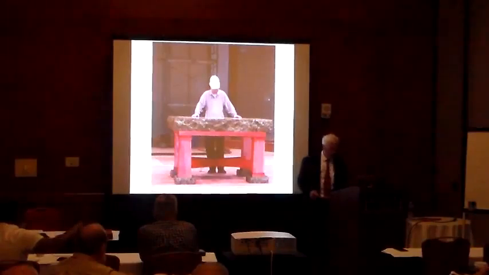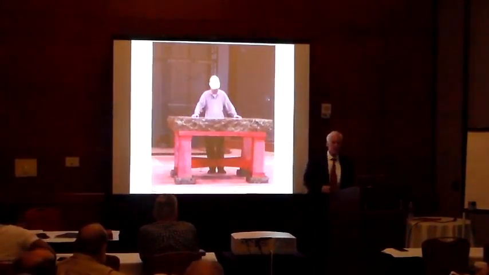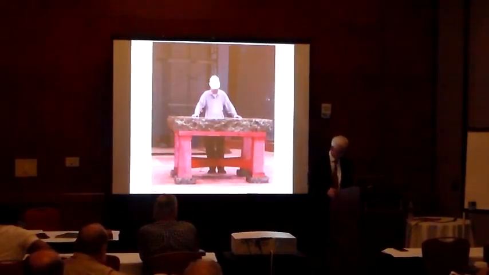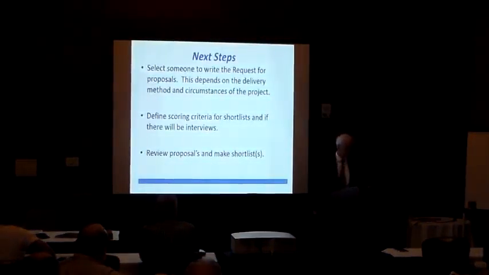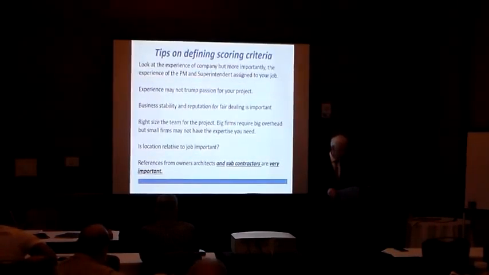Okay, we've got 5 minutes, and I need to quickly go through some of this. This was the priest the day we set the altar, a few months before construction was finished. But it was a neat picture. The next steps: you've got to write that request for proposal, and then define the scoring criteria. You've got to then figure out who's going to make the short list.